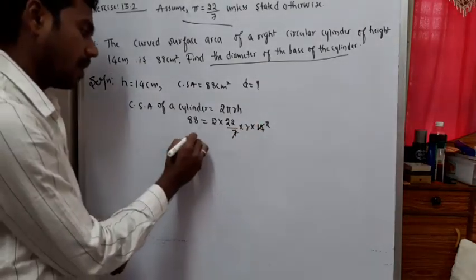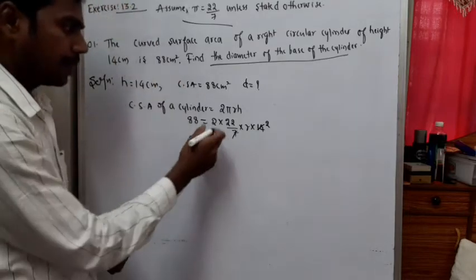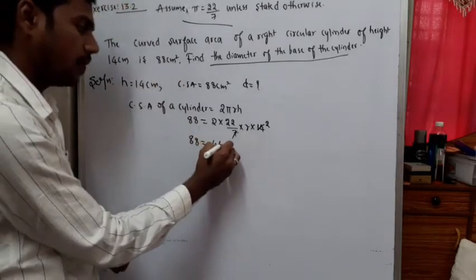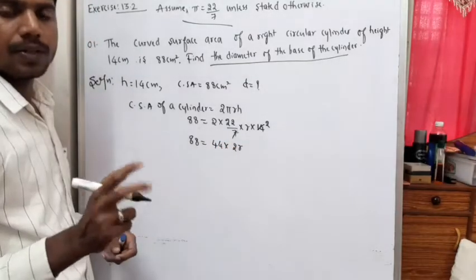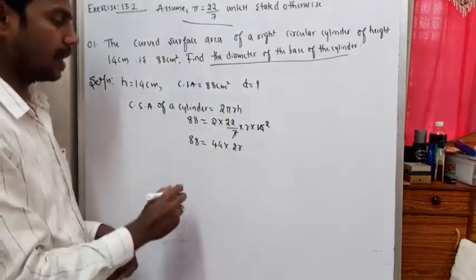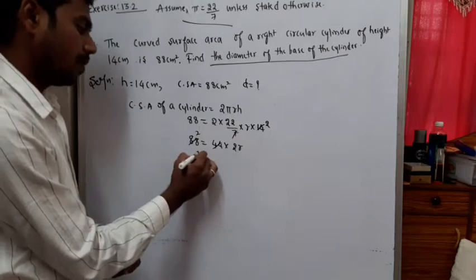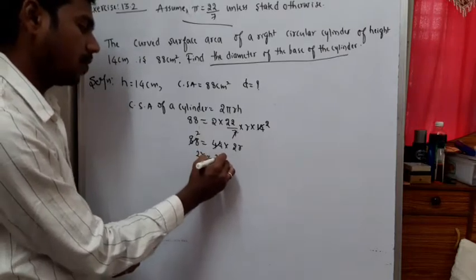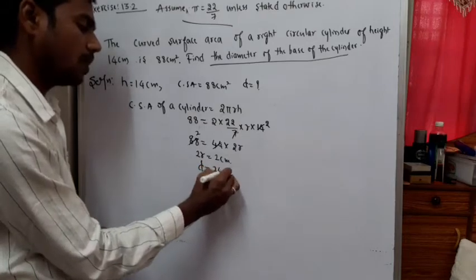Okay, 88 is equal to, now see, 22 into 2 is 44, into 2r. 2r is nothing but d. So diameter will be equal to 2 times the radius of a circle. So same thing I have written. So 44 1 the 44, 44 2 the 88. So 2r is equal to 2 centimeter, or else diameter of a circle is equal to 2 centimeter.